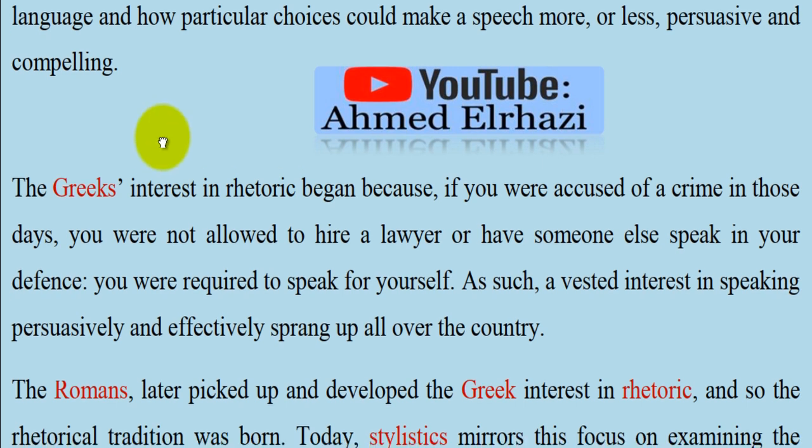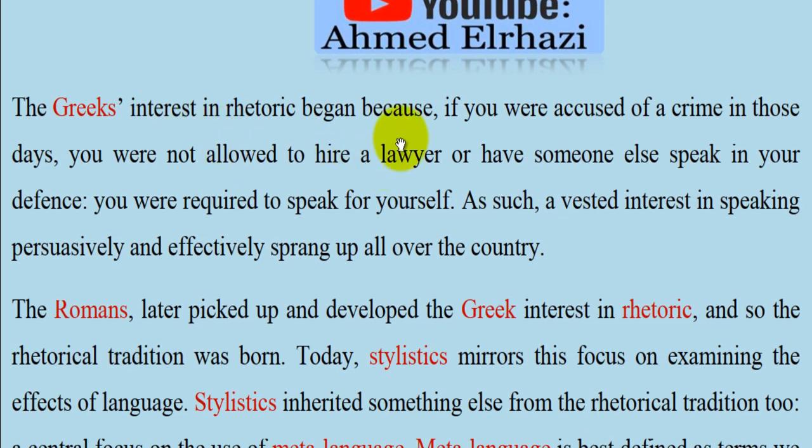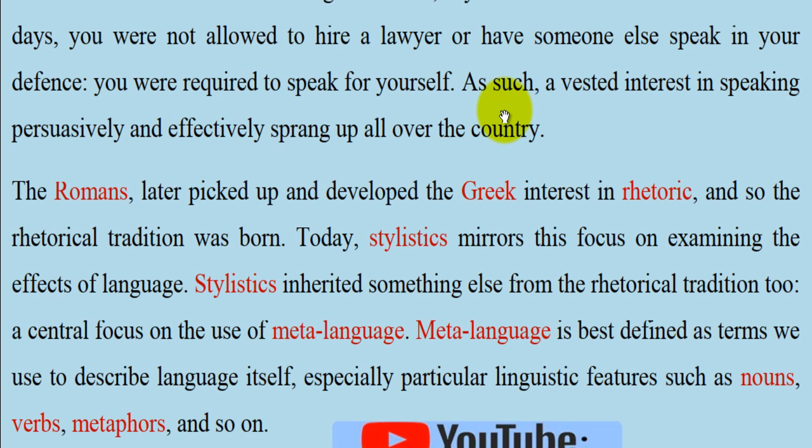العكس. The Greeks' interest in rhetoric began because if you were accused of a crime in those days, you were not allowed to hire a lawyer or have someone else speak in your defense. You were required to speak for yourself. الفكرة ديال هاي تقول لك في عهد الاغريق من قبل ما كانش عندك الحق انك تستاجر واحد المحامي اللي يدافع عليك لما مثلا كنتي في مشكله ولا درتي شي جريمه. وهذا الشيء اللي خلى الناس انهم يكونوا مهتمين في speaking persuasively, يهتموا بزاف في هذا فن الخطابه.